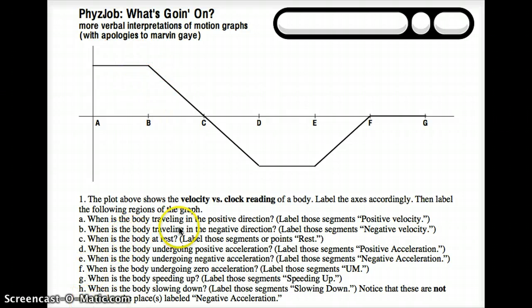B. When is the body traveling in the negative direction? Label those segments negative velocity. So likewise, negative would be 0 and down. So this area right here would be the negative velocity. C. When is the body at rest? That's when velocity is equal to 0. So it's right here at C and at F to G.